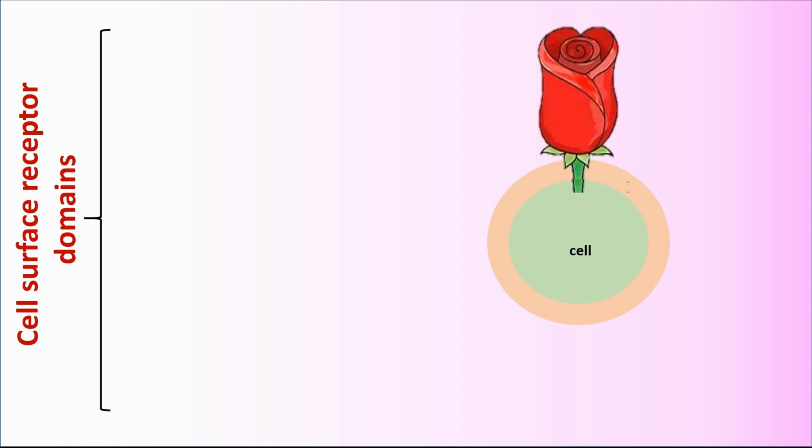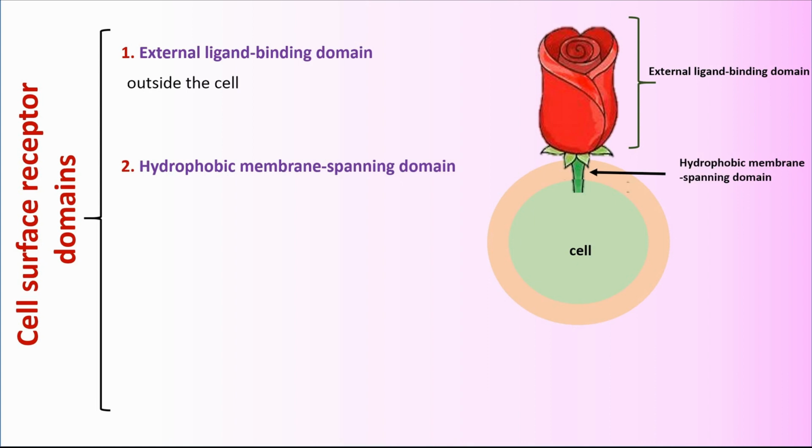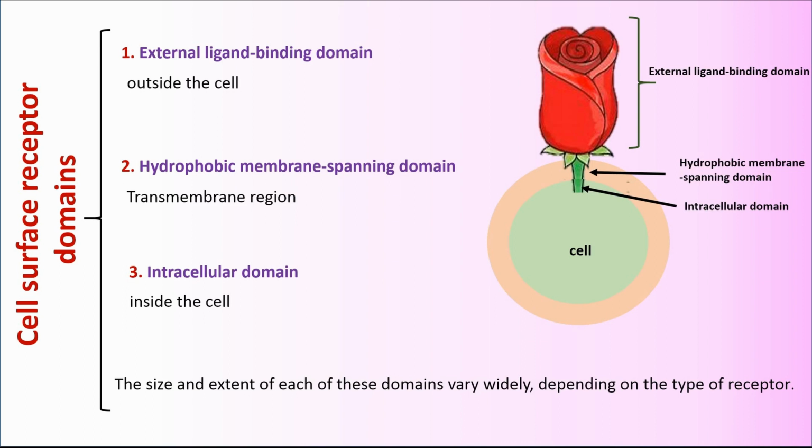Cell surface receptor domains. Cell surface receptors have three domains. Number 1, external ligand binding domain, that is outside the cell. Number 2, hydrophobic membrane spanning domain. It's a transmembrane region. And number 3, intracellular domain, that is inside the cell. The size and extent of each of these domains vary widely depending on the type of receptor.